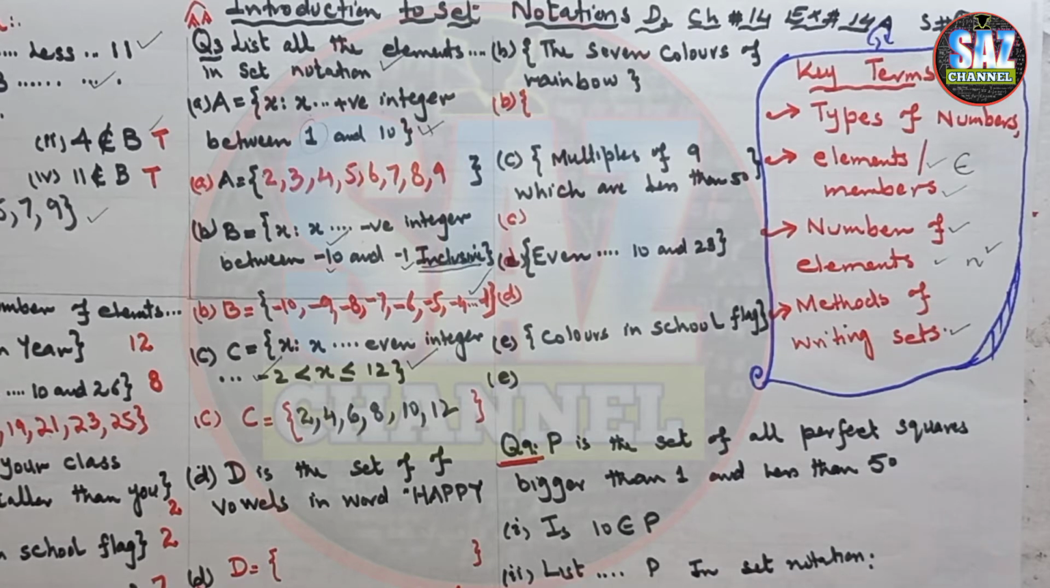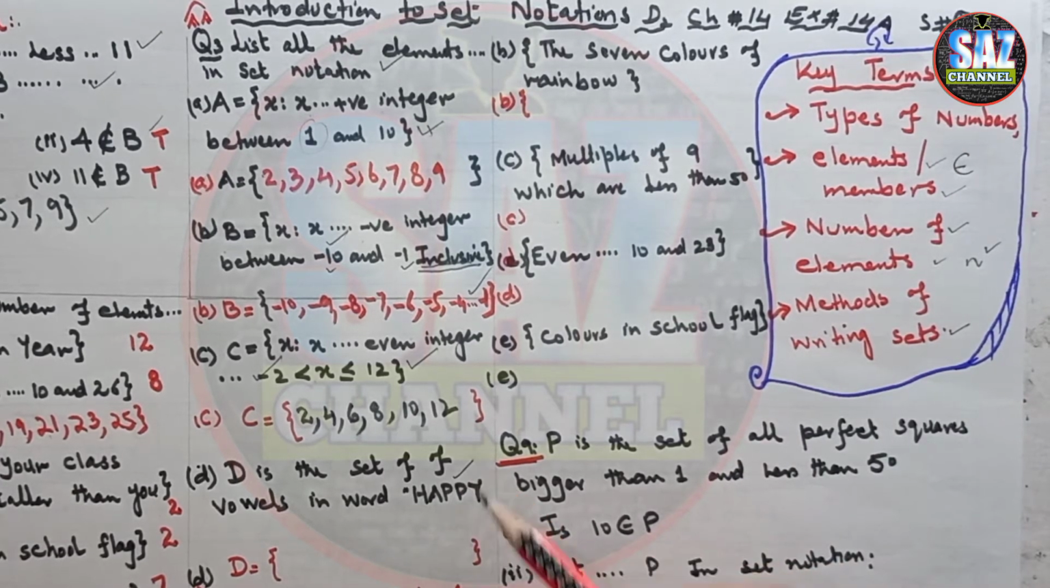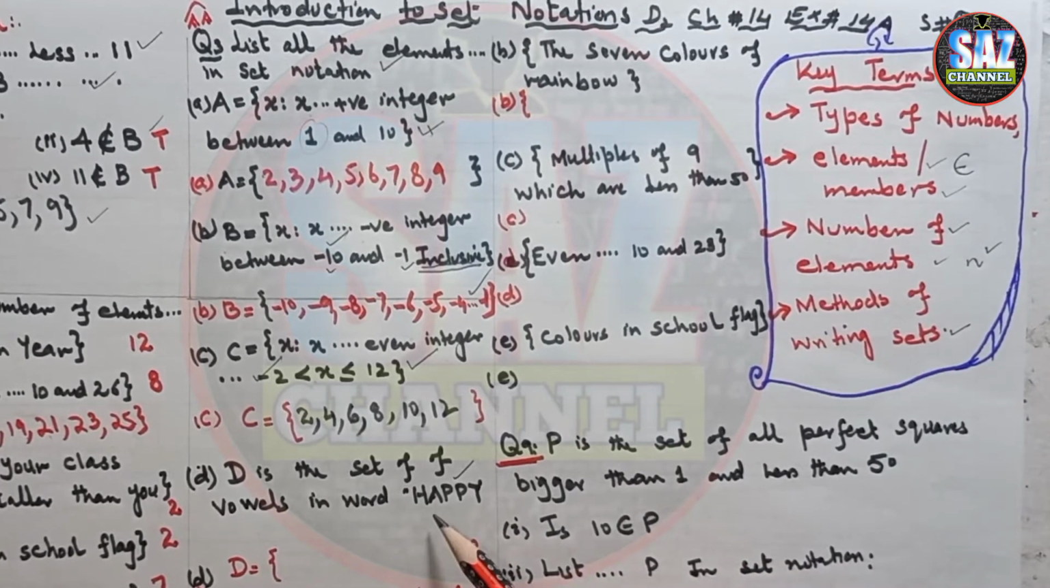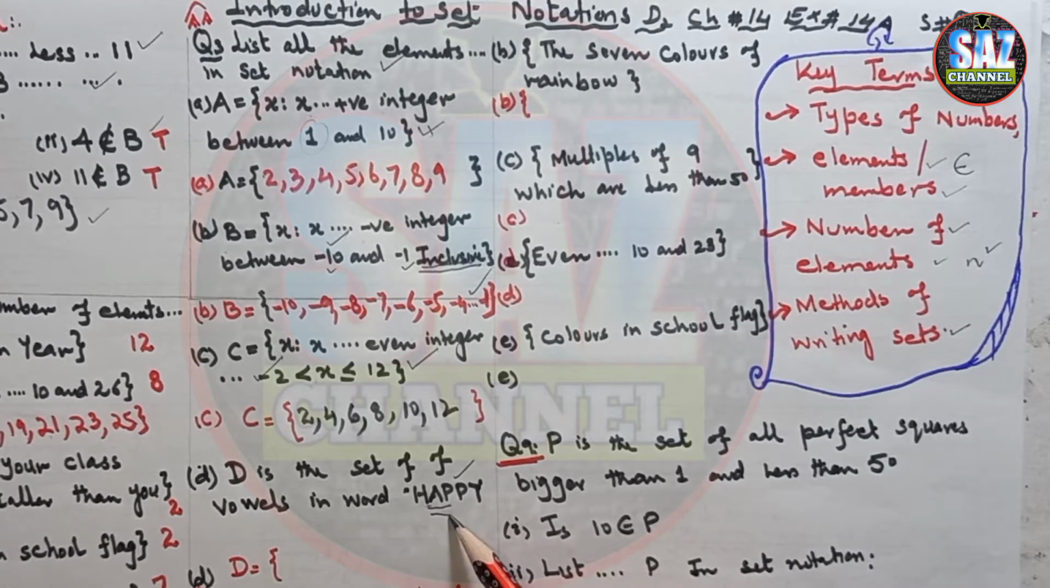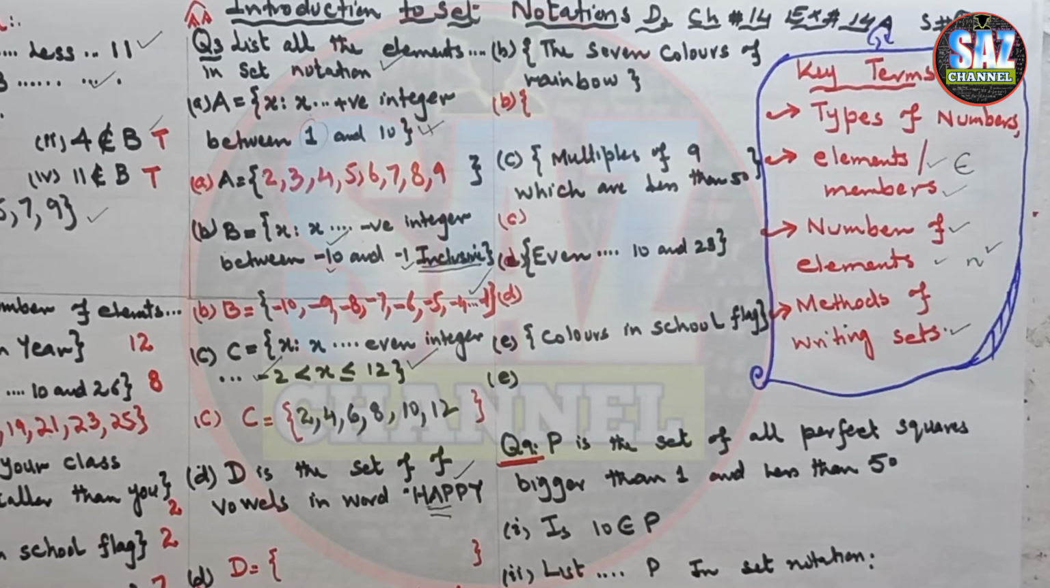And the next part says D is the set of vowels in the word happy. Okay, so we have to select and pick up the vowels from the word happy. We can see that there is only one vowel here, that is A. Okay, and this will be the answer. Okay, let me put the bracket a little closer to this. I hope you are clear about this question.